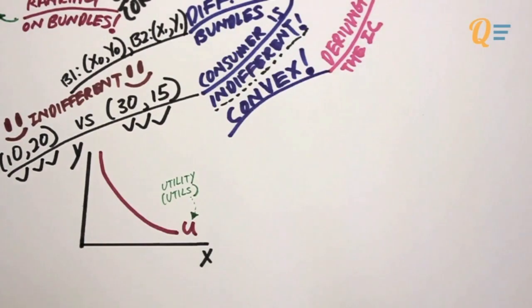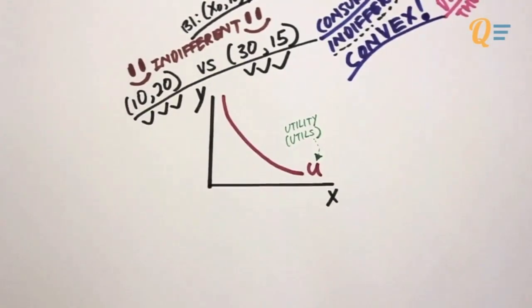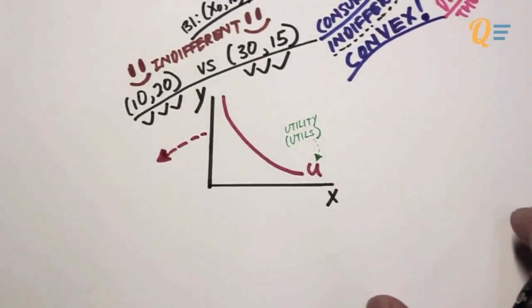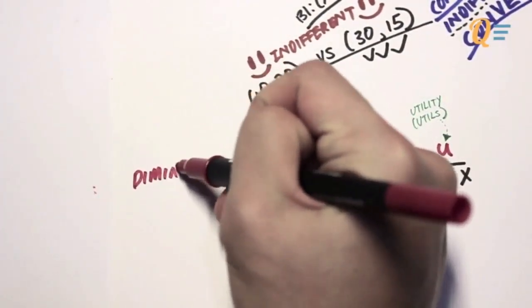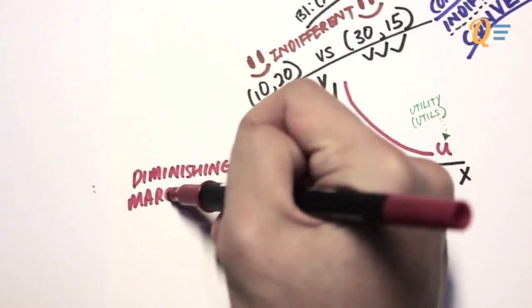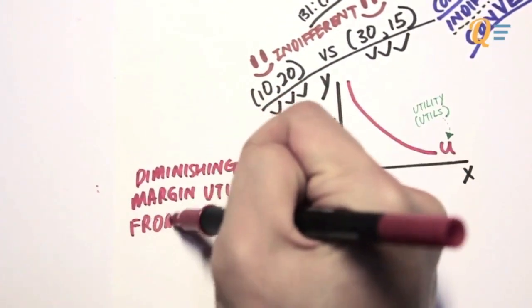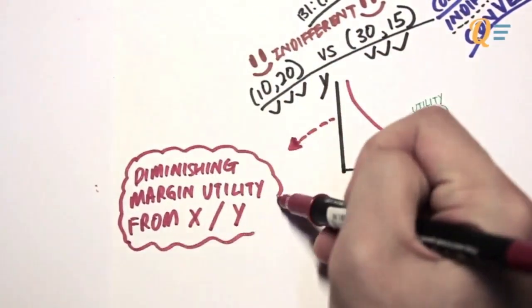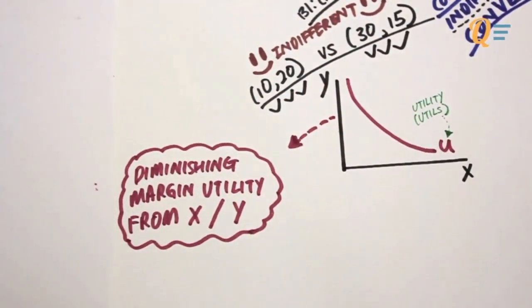And U basically stands for the amount of utility. So the question is, why is the indifference curve shaped in this manner? Well, it is because of the diminishing marginal utility that the consumer derives from good X and good Y. So what does this mean? Well, not to worry, I'm going to use a very simple example to illustrate this particular concept.